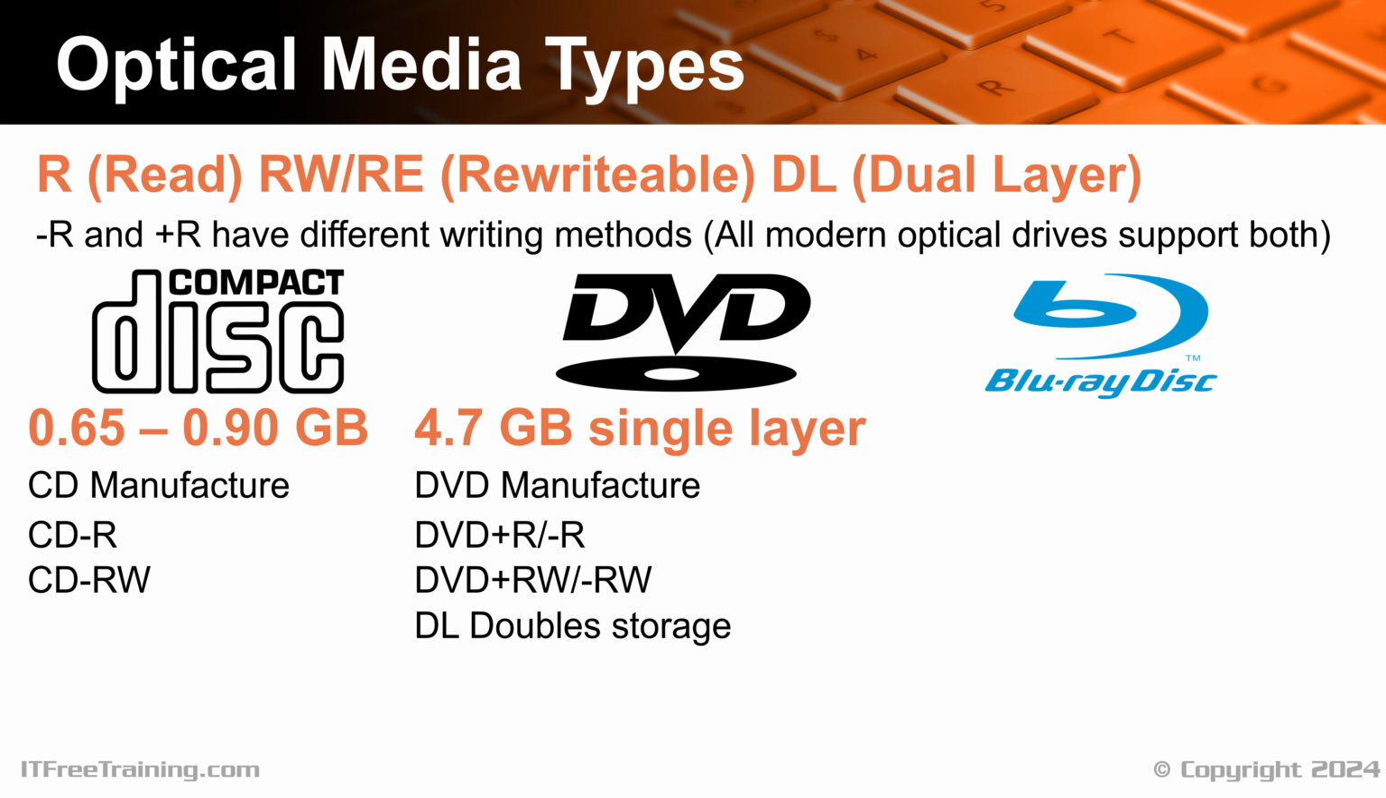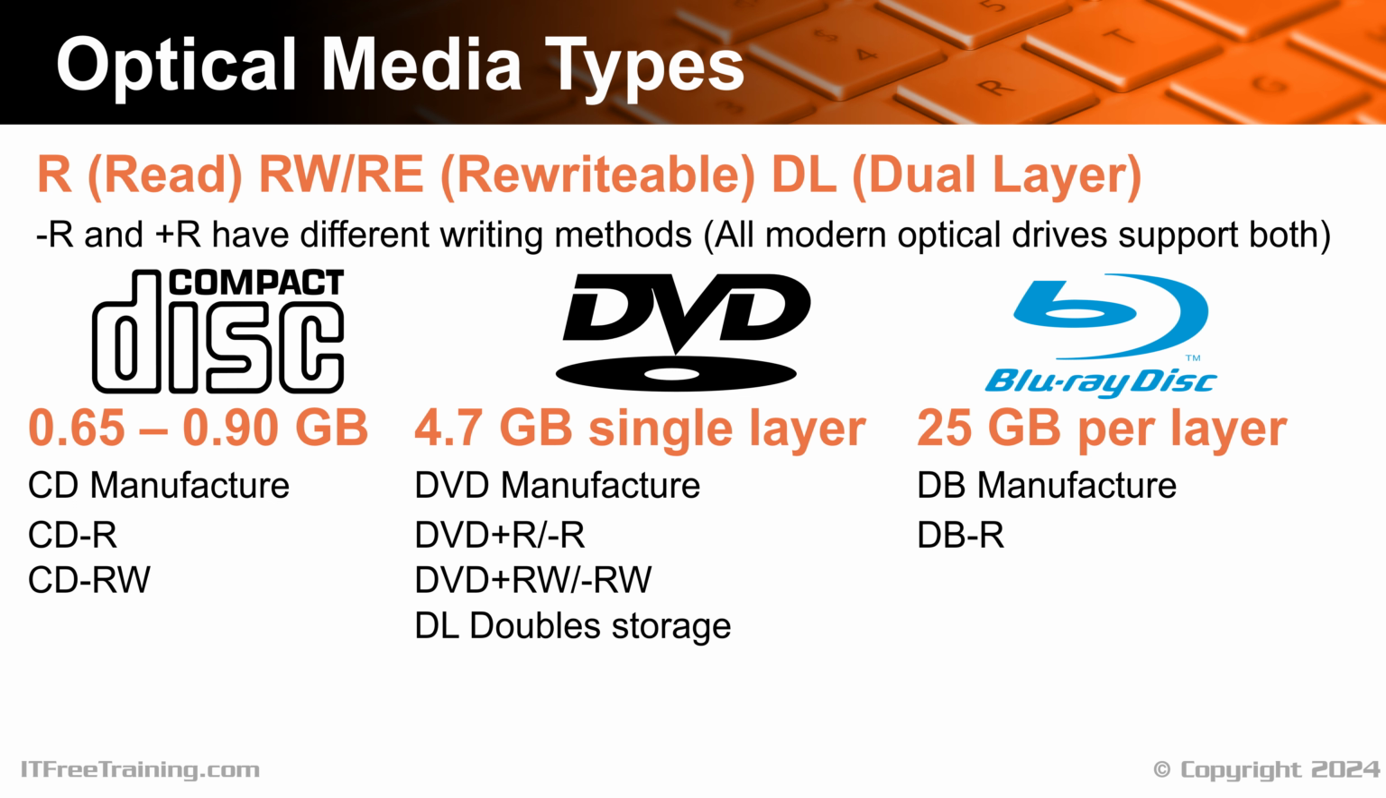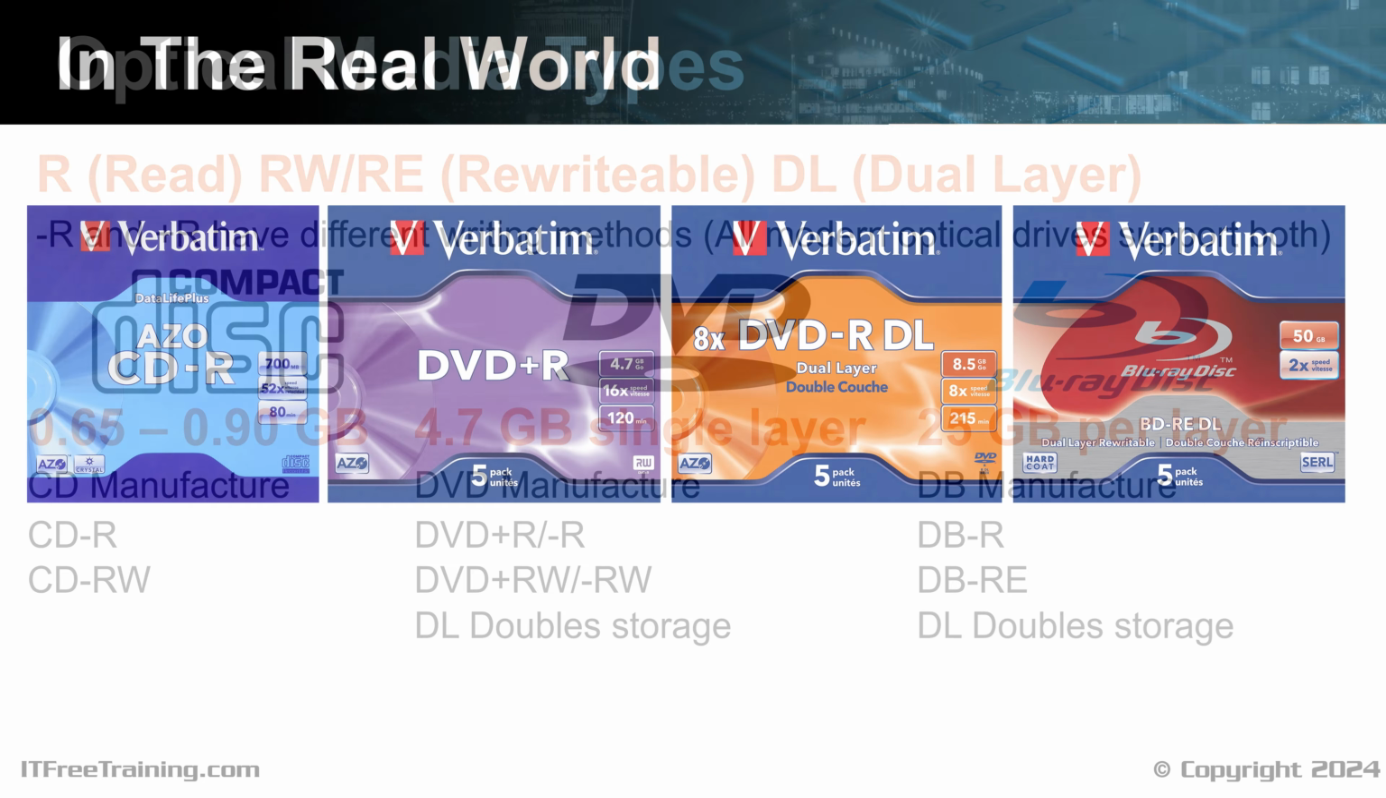Blu-ray is much the same. Blu-ray supports 25 gigabytes per layer. For the manufactured optical discs, it uses BD. For the write once discs, it uses -R, and rewritable uses RE rather than RW. Blu-ray supports dual layer and as before uses DL for this kind of media. I would not worry too much about remembering all this information. Let's have a look at what you would do in the real world.